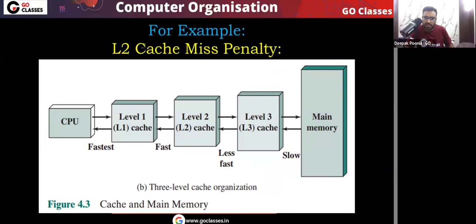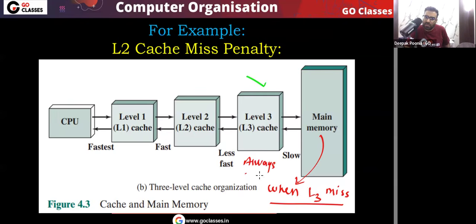So let me tell you that for this L2 cache miss penalty, we will always access this L3 cache, and this main memory we will access when there is an L3 miss. And this we will always access when there is an L2 miss. This we have already found, that there is an L2 miss.